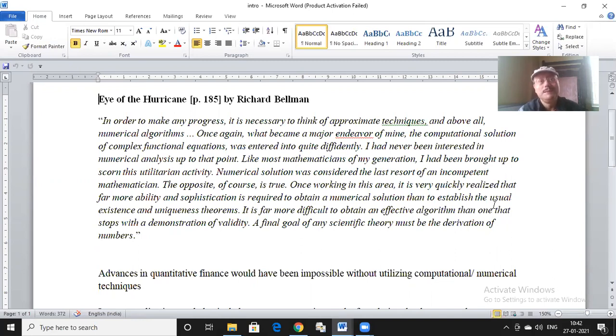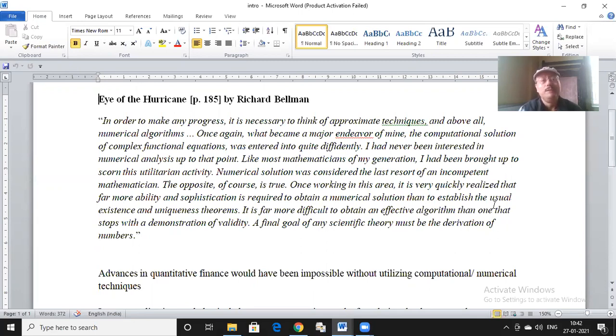This is still true for most of the ISI fraternity, that people think that doing pure theory is the only thing worth doing. Anything numerical or computational is grade B. Numerical solution was considered the last resort of an incompetent mathematician. All of these sentences, I think, sound extremely familiar to many of us.